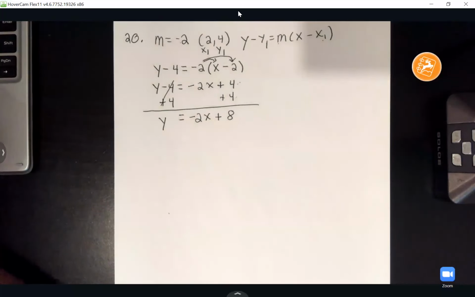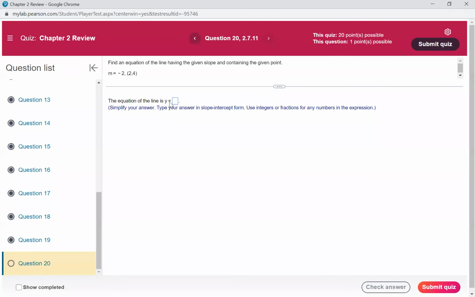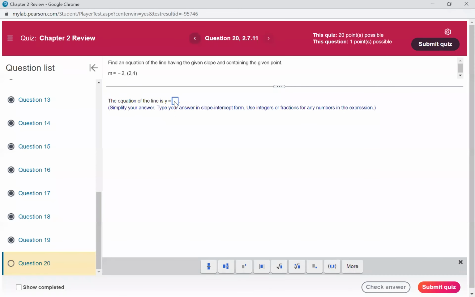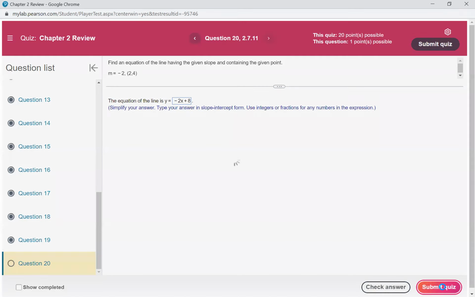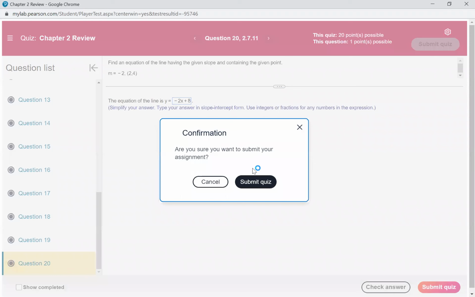We're going to go put that into Math Lab. So they give me the y equals. So all I got to do is put in my -2x. And then I had what? A +8. And see, that's what they're saying. Type it in slope intercept form. Well, y'all, that's what we got here. So then what? Oh, that's number 20. So you just submit your quiz at that point and be done.